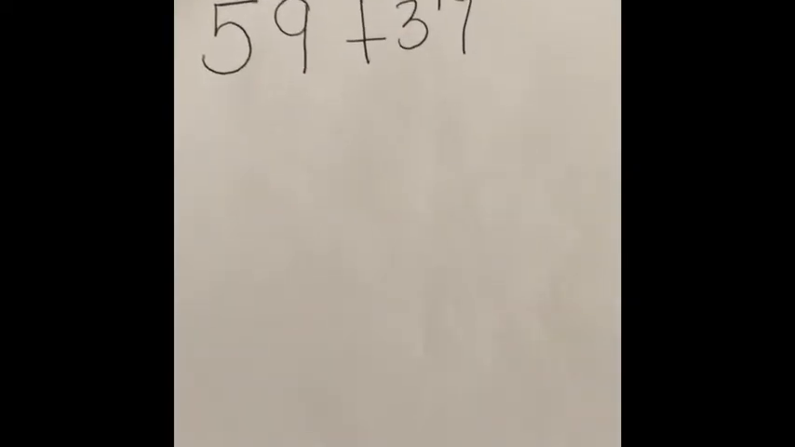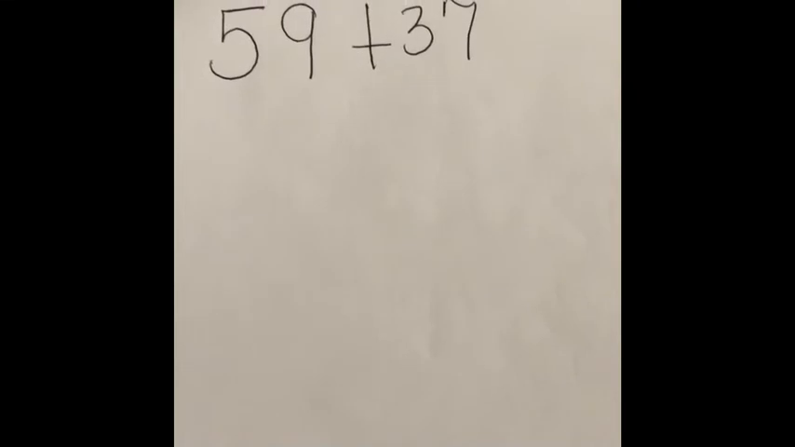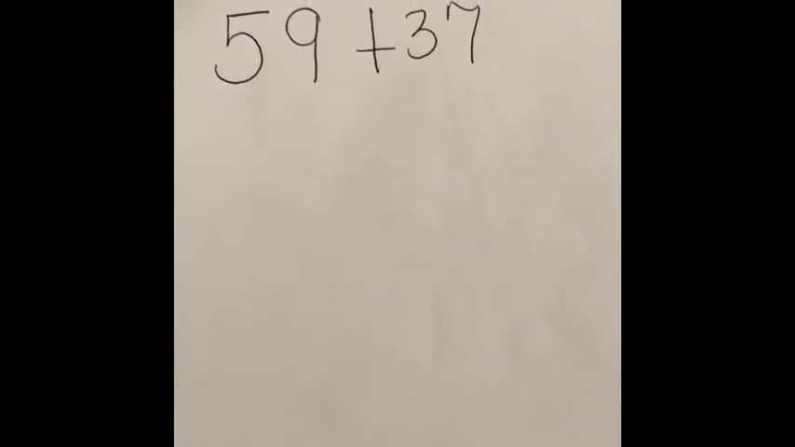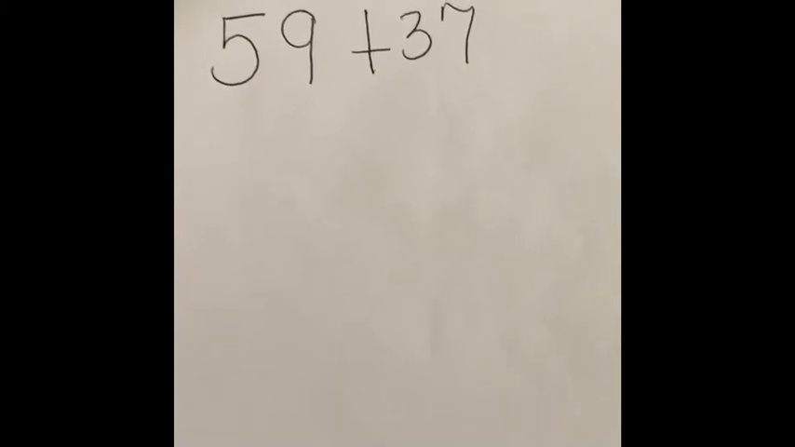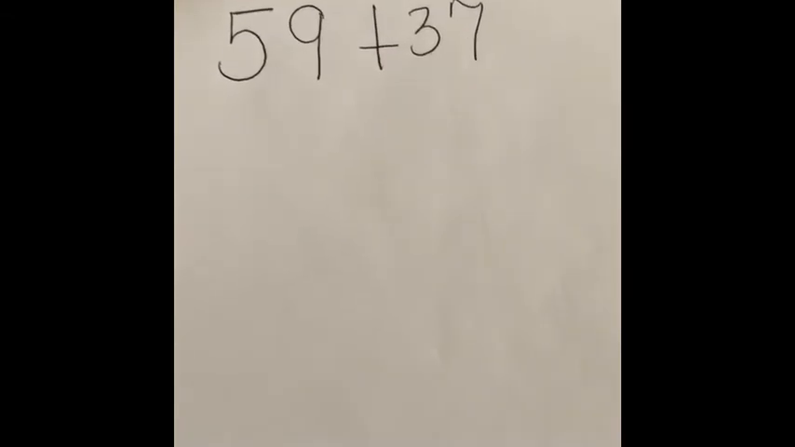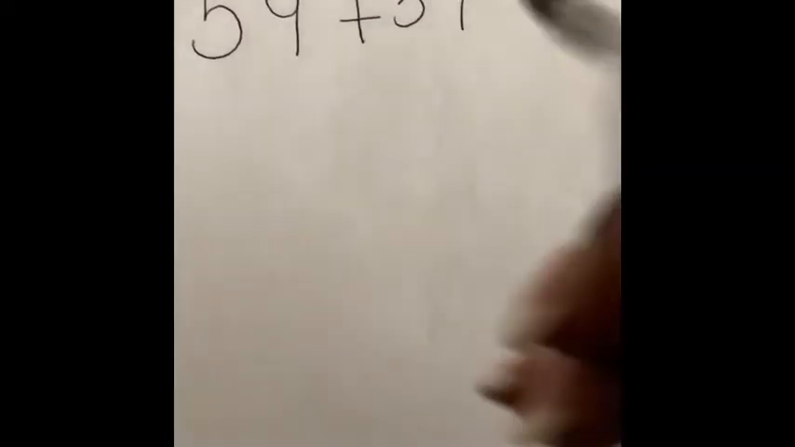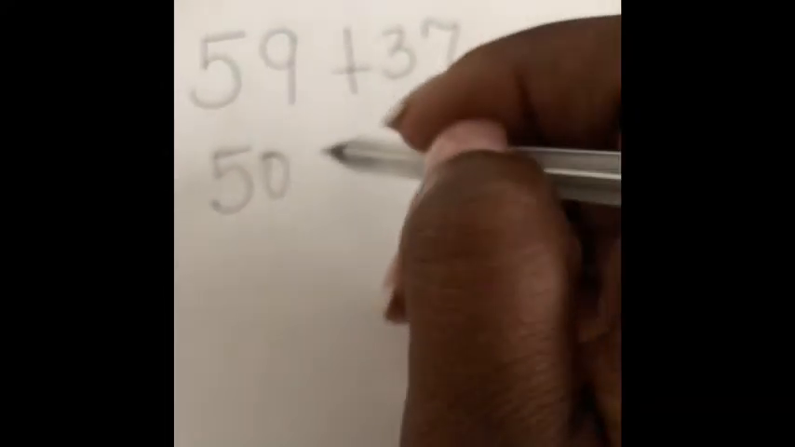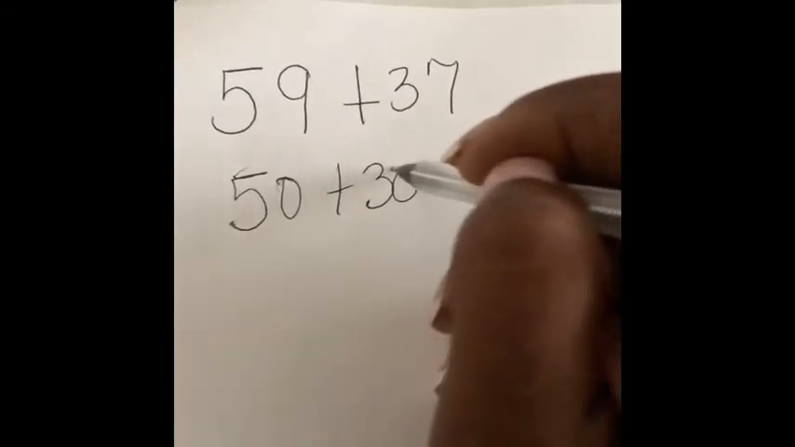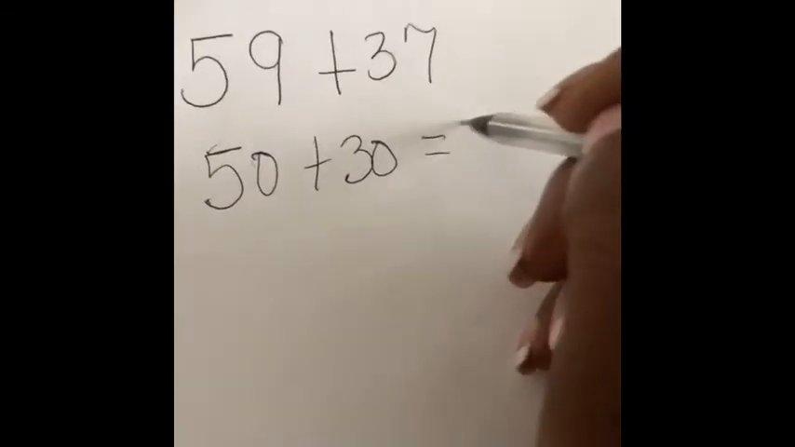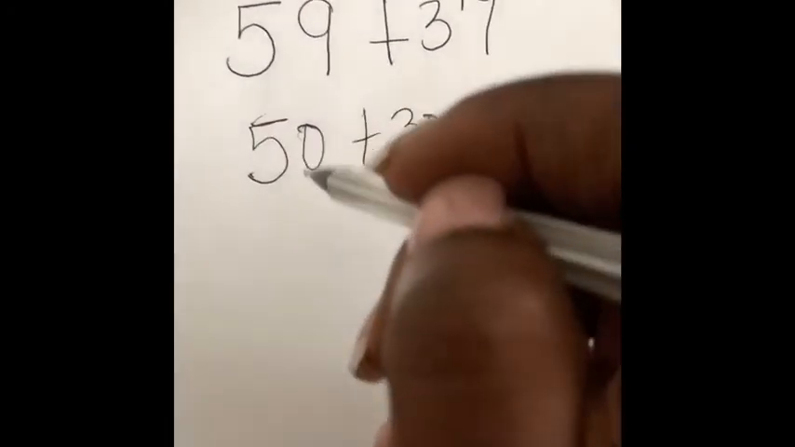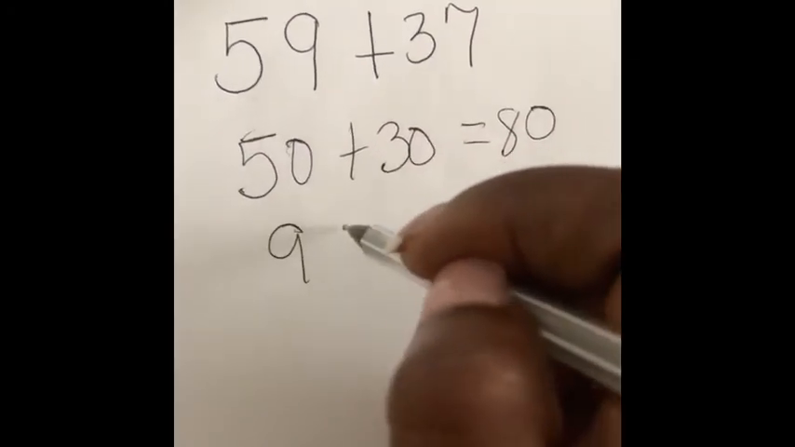Second strategy, same problem, just going to solve it a different way. You always want to let your students know, hey, do what's familiar to you. So it may be like finding the friendly tens, pulling out tens and ones, and just looking at this problem. So I'm going to use tens and ones to solve this problem. When I look at this number, I know that I have 5 tens, which is 50. So I'm going to put 50 here. Then I'm going to look at the 37, and I'm going to pull the 30 out, which gives me 50 plus 30 equals 80. And then I'm going to go to the ones, and I'm going to say 9 plus 7 equals 16.